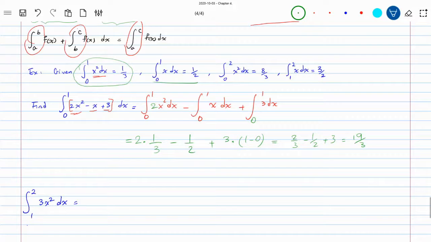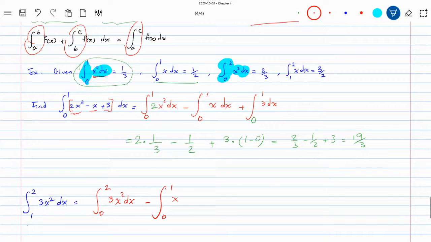What if they ask you to calculate the integral from 1 to 2 of 3x squared? If you look at the one corresponding to x squared dx, what you have is from 0 to 1 and from 0 to 2. What they want is from 1 to 2. So what is the integral from 1 to 2 of 3x squared dx? It means calculate from 0 to 2 of 3x squared dx, and take away the part that is from 0 to 1 of 3x squared dx.